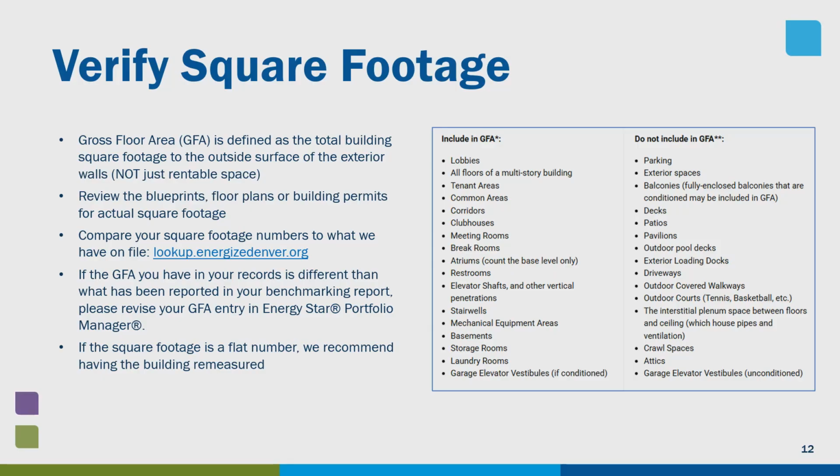If you've never reviewed the blueprints, floor plans, or building permits for actual square footage, we recommend taking a look at that. Compare your square footage numbers to what we have on file, which can be found in the lookup tool at lookup.energizedenver.org. If the gross floor area you have in your records is different than what has been reported in your benchmarking report, please revise your gross floor area entry in Energy Star Portfolio Manager. If the square footage is a flat number, like 32,000 or 100,000 square feet, we recommend having the building remeasured because this number is likely inaccurate. If you have questions about what to include in your gross floor area, please reach out to the Energize Denver Help Desk so we can help you.